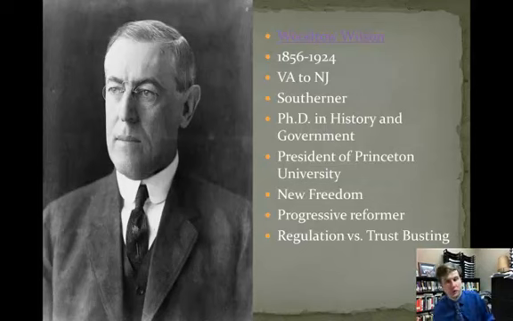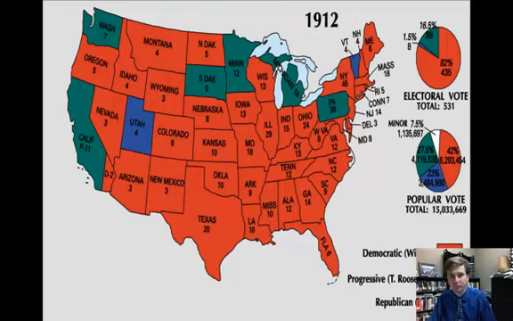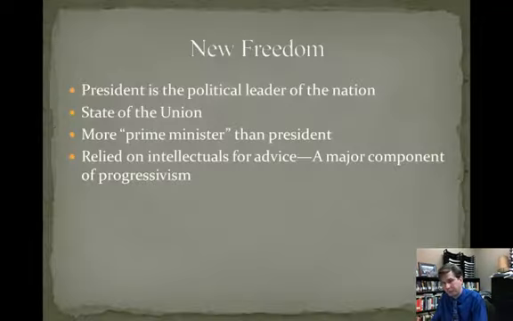He was a progressive reformer, and what he believed more in was regulation rather than trust busting. Or at least he wanted to break these companies up entirely, not just put a Band-Aid on things. So here's the 1912 election. You can see none of these candidates get 50% of the vote, but Wilson's going to get the vast majority of the Electoral College vote because Roosevelt and Taft split the vote in those states.